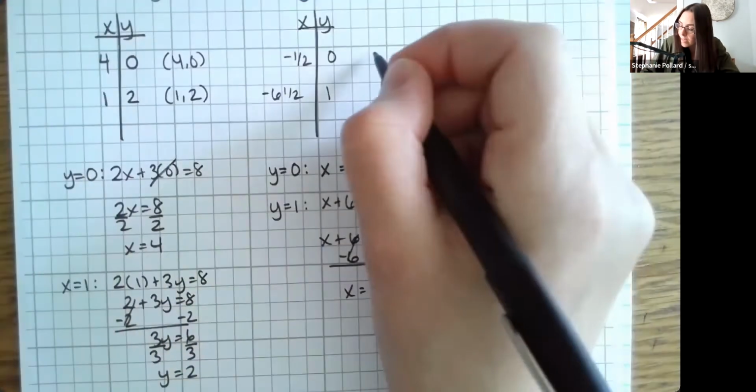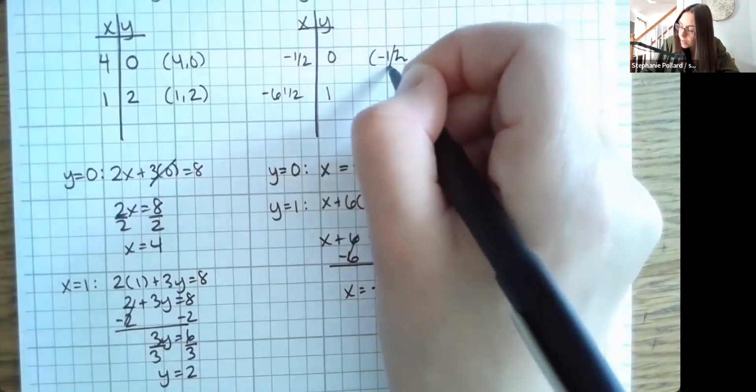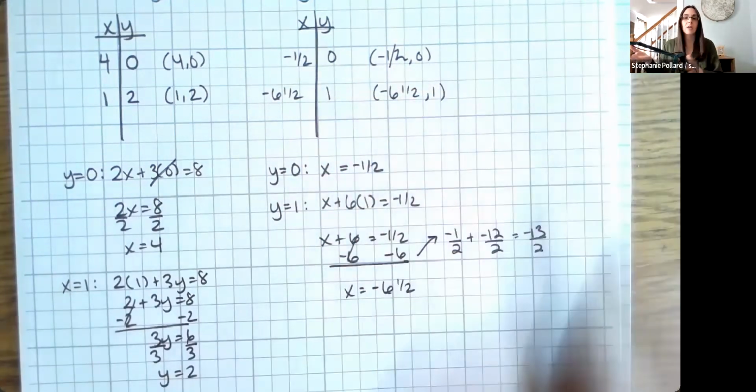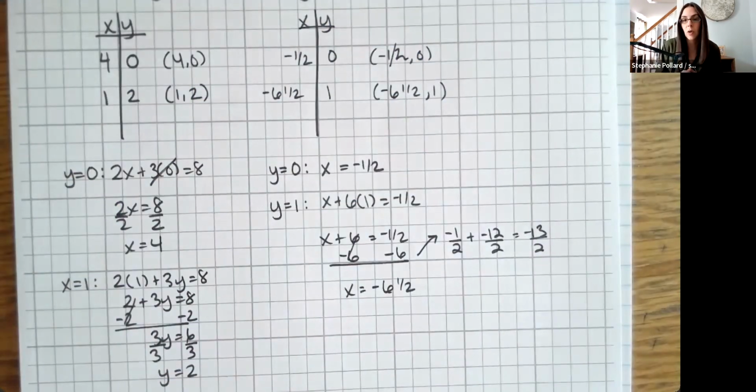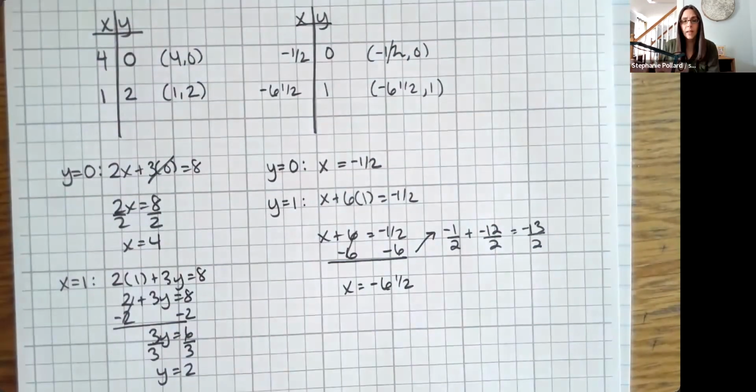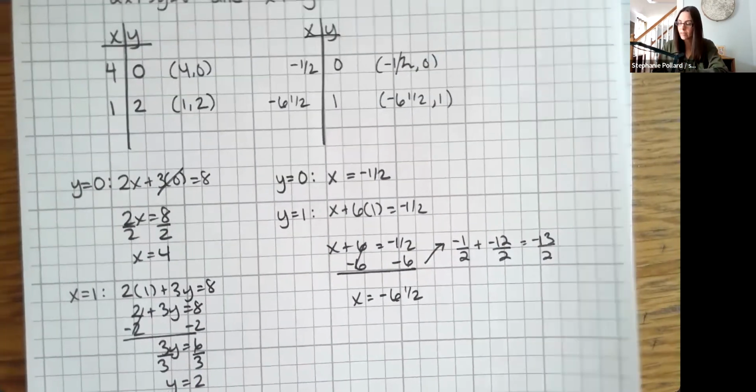And here I decided to go with plugging in for y's because my x was already solved for. So again, I know I have fractions, but I found it just a little bit easier to go ahead and plug those in. So here are my 2 points. Now I'm going to move down. I'm going to graph those 2 points, and we're going to see where our lines intersect.